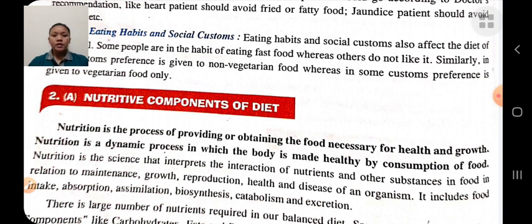Today we will discuss the nutritive component of diet. Nutritive component of diet means those parts of the diet which provide you nutrients, that is, carbohydrates, proteins, fats, vitamins, and minerals. These are the nutritive components of diet. It provides you nutrients.